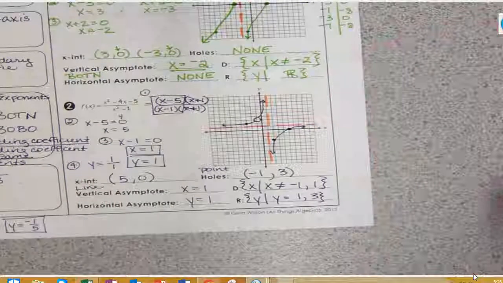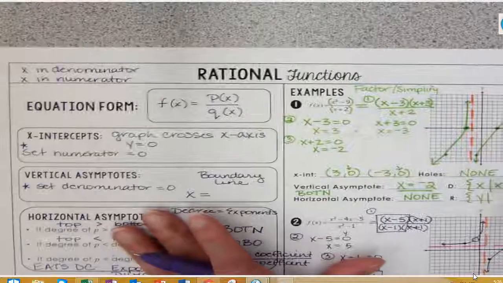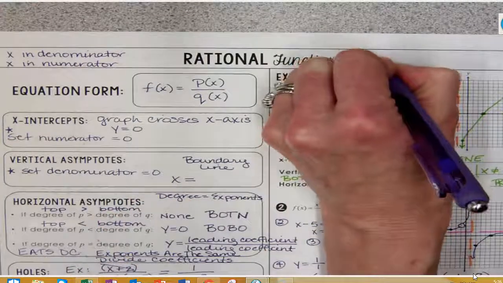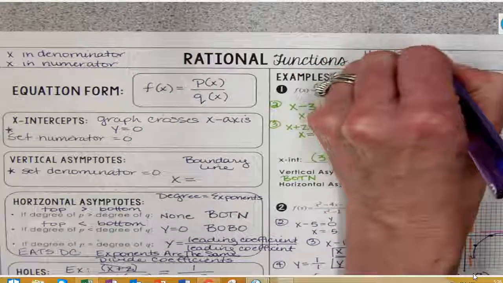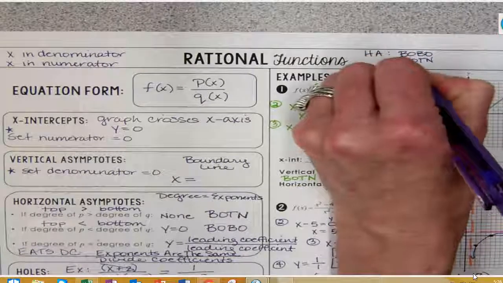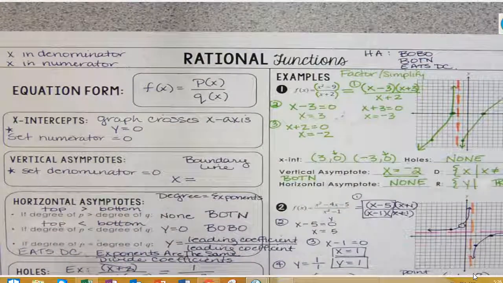Just keep in mind that when you have a rational function with x in the numerator and in the denominator, for your horizontal asymptote you're going to be doing your BOBO, BOTN, EATS DC. Everything else is pretty much the same.